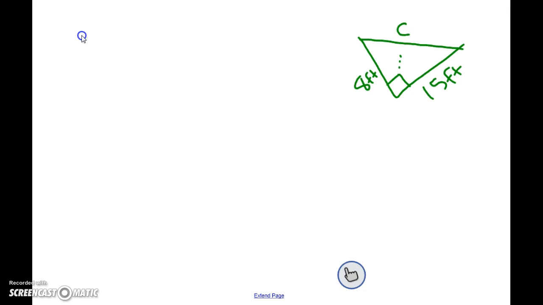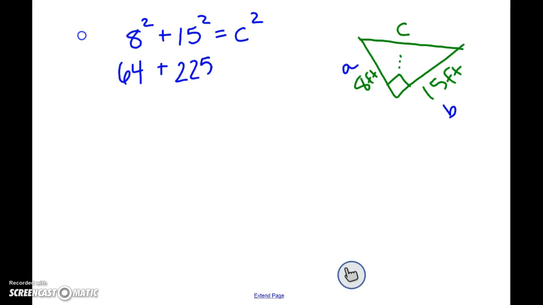So now I just substitute it in. I'm going to make the 8 be A, and I'm going to make the 15 be B. So I simply do 8 squared plus 15 squared equals C squared. Now I simplify. Do my exponents first before I do my addition. So 8 squared is 64 plus 15 squared. Ooh, what is 15 squared? I think it's 225, and that is equal to C squared.